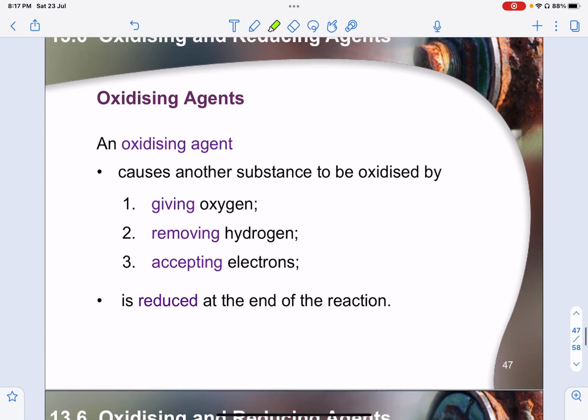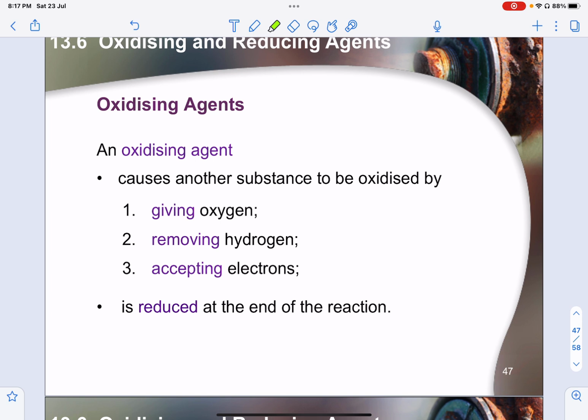Finally, we look at the agents. So what is so special about these agents? These agents are added to help promote a particular reaction, like to get something oxidized or reduced. If you use an oxidizing agent, you want to cause another substance to be oxidized. You can do this by giving oxygen, removing hydrogen, or accepting electrons, and at the end of the day, it itself will get reduced.